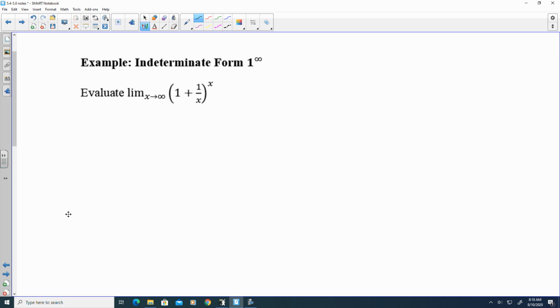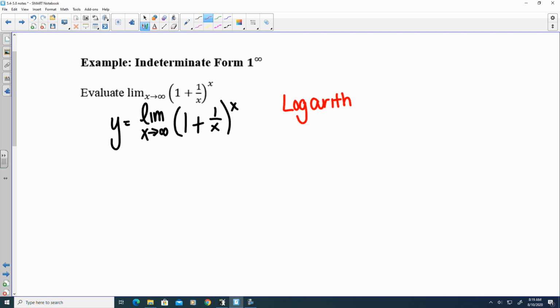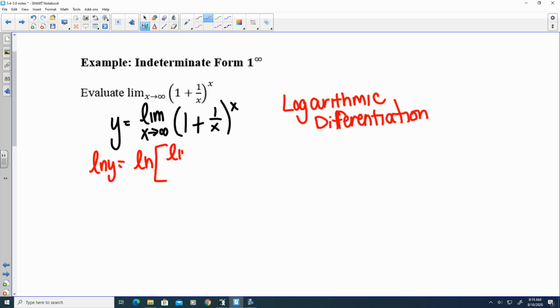So we are going to turn this into an equation: y equals the limit as x approaches infinity of our original question. Because of that x to the x situation, remember what the trick is when we needed to get rid of that? We would do logarithmic differentiation. Who would think to do this? This is crazy. So when I take logarithmic differentiation, that means I'm going to take the natural log of both sides as they are.